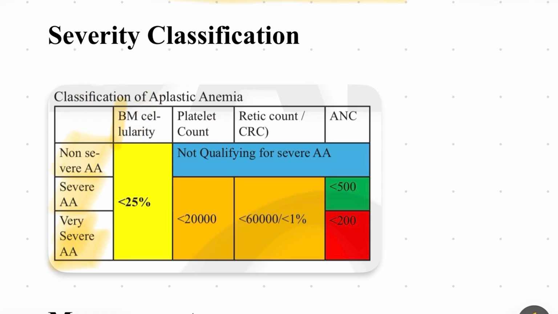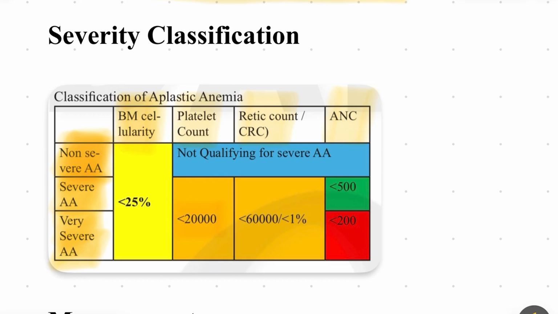In the columns we need to write: bone marrow cellularity, platelet count, retic count, ANC. You need to remember that bone marrow cellularity will be seen in all three: severe, non-severe, very severe. But platelet count you see in non-severe too, but we don't consider it in non-severe because it doesn't matter for us, as non-severe is not that serious. So we just look into severe and very severe.